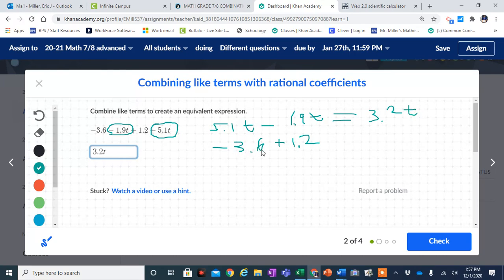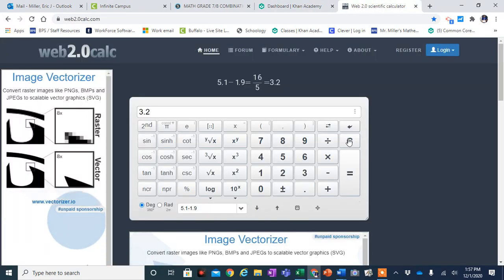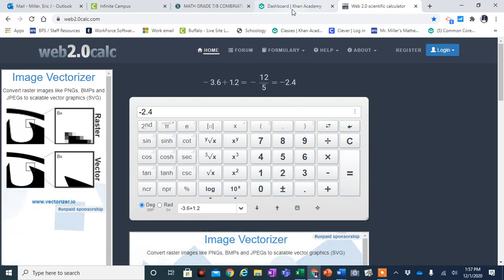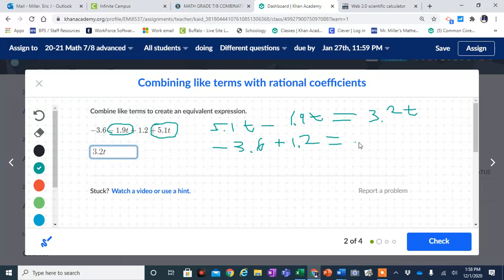And then we're going to do negative 3.6 plus 1.2, which is negative 2.4. So that equals negative 2.4. So minus 2.4.